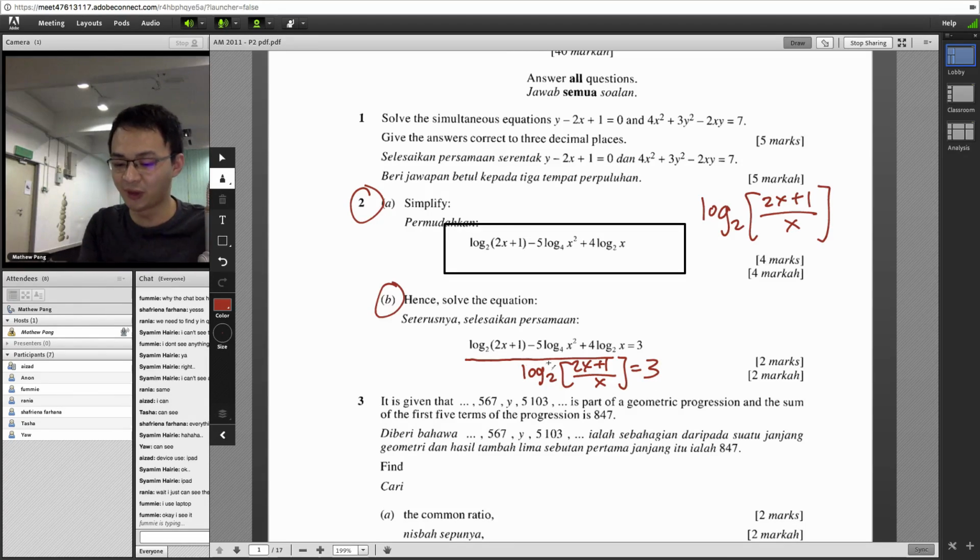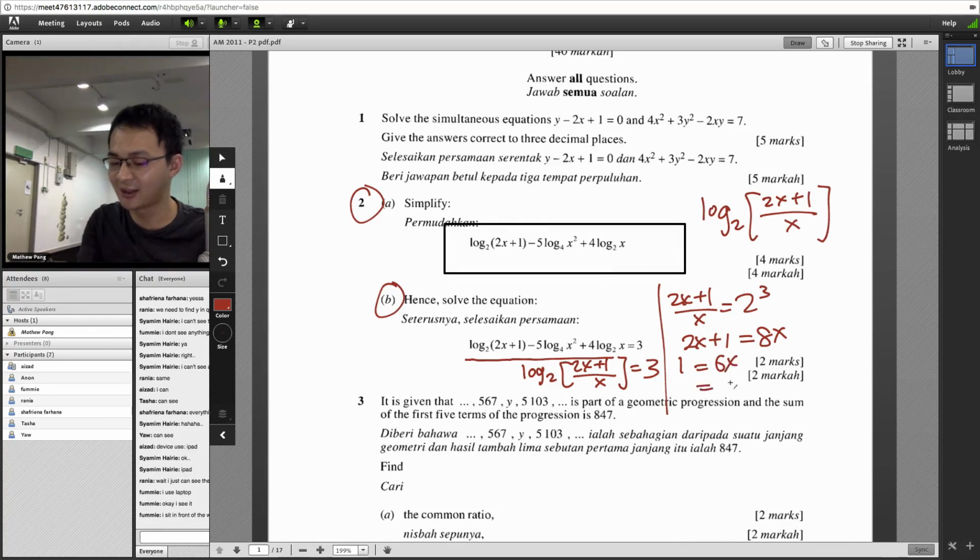Then you just move the log 2 to the other side, and it becomes 2 power of 3. So you get 2x plus 1 over x equals 2 power of 3. 2 power of 3 is basically 8. So 2x plus 1 equals 8x. I move the 2x to the other side, so 1 equals 6x. Then x equals 1 over 6. Done.